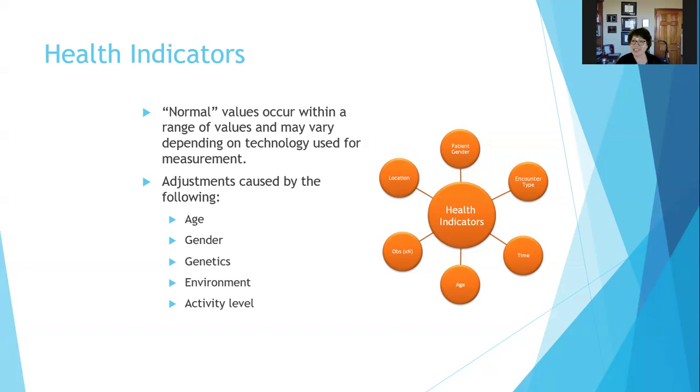Those are usually a little easier. You can do an axillary temperature underneath the armpit. You can do a rectal temperature, not something we normally do in PT, but it can be done. So your normal values are going to change depending on what technology you use for measurement.